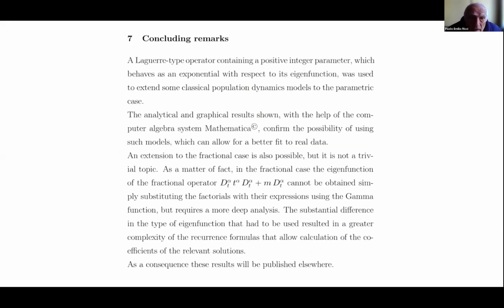In conclusion, a Laguerre-type operator containing a positive integral parameter, which behaves as an exponential with respect to its eigenfunction, was used to extend some classical population dynamic models to the parametric case. The analytical and graphical results, shown with the help of the computer algebra system Mathematica, confirm the possibility of using such a model, in which the parameter could be used for a better fit of real data.